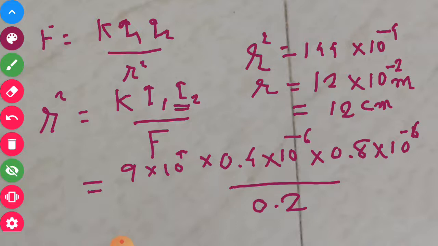Now the second question is given: what is the force on the second sphere due to the first sphere? According to Newton's third law of motion, action and reaction are equal in magnitude and opposite in direction. Say for example you have these two charges. This is your first charge and second charge. First charge is a positive charge and the second charge is a negative charge.